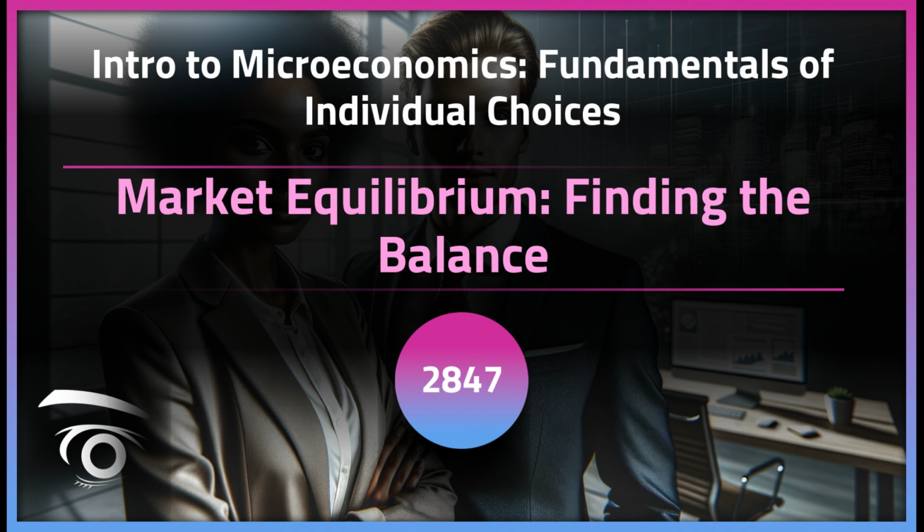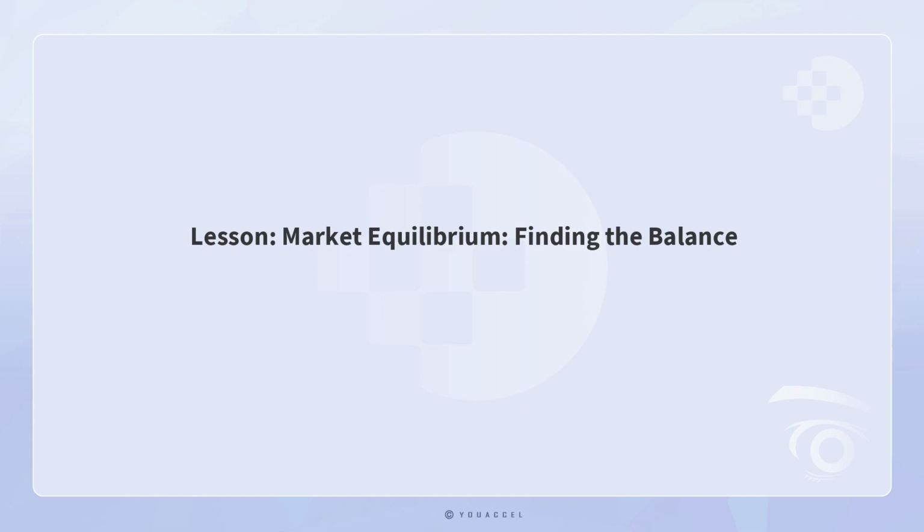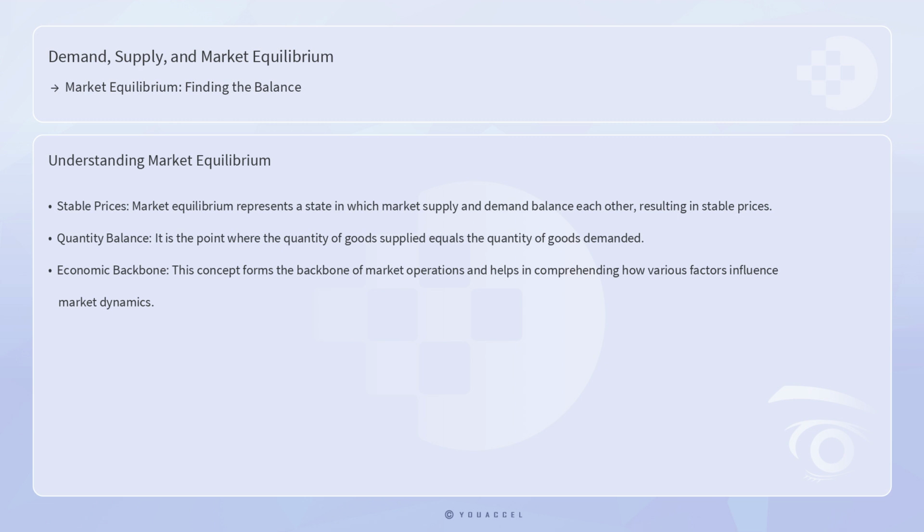Let's proceed with the lesson. Lesson: Market Equilibrium. Finding the balance. Market equilibrium represents a state in which market supply and demand balance each other, resulting in stable prices.